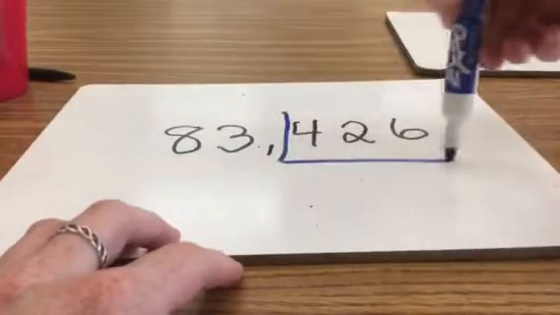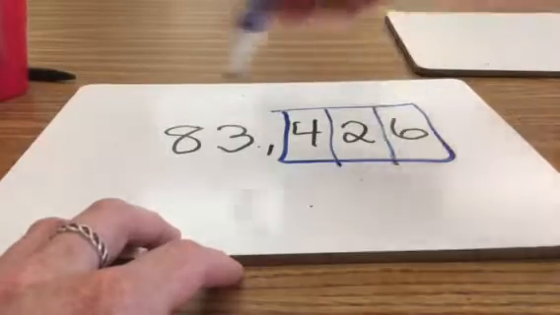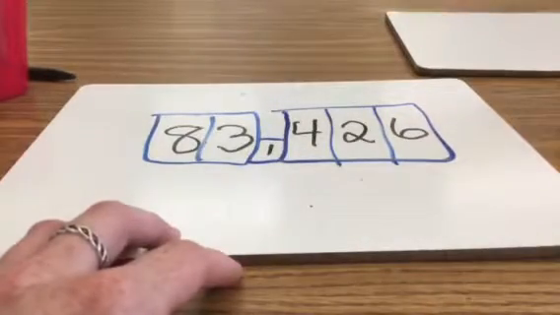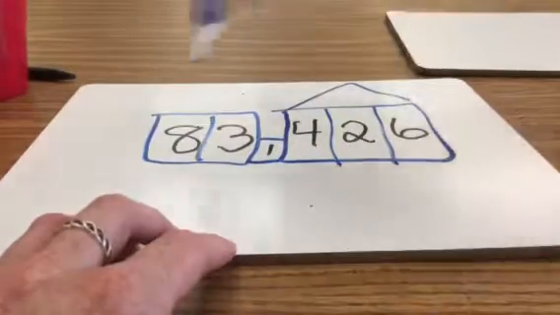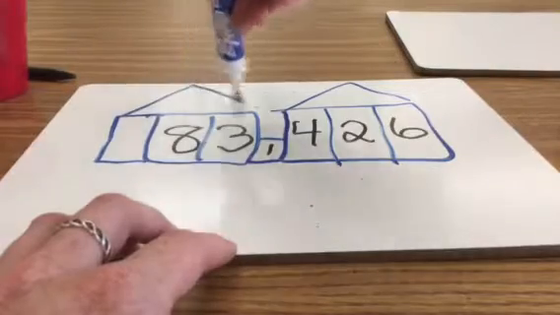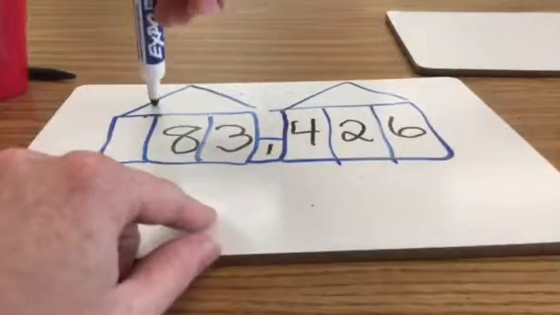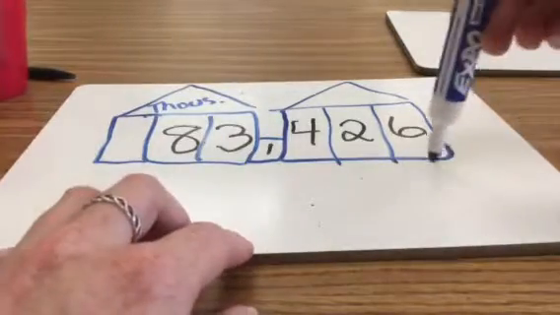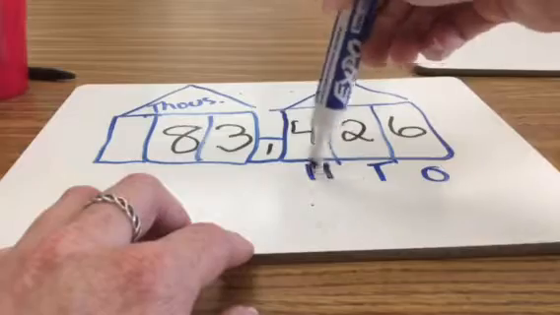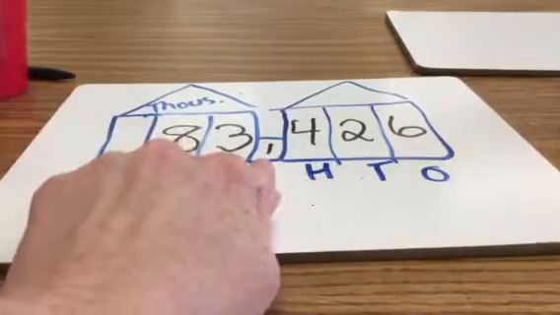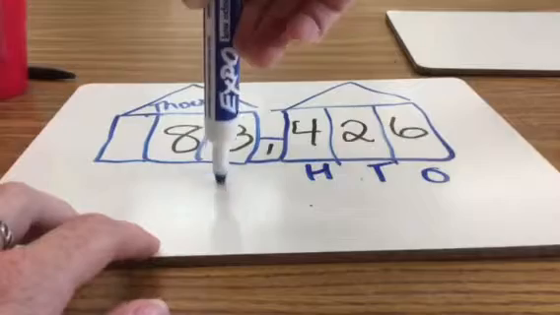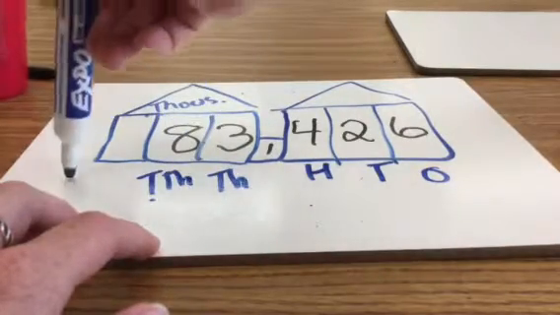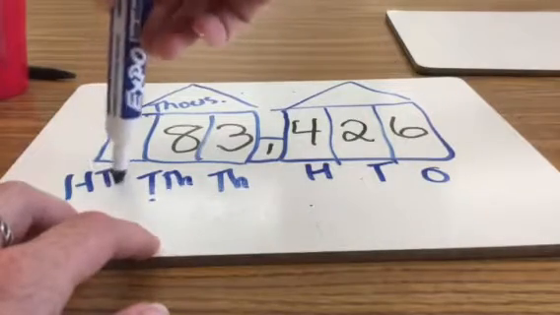I know this is a house, and I know this is a house, and my driveway. So this is my regular house, and what's the name of this house? This is the thousands house. So I'm going to label ones, tens, hundreds. Then the driveway tells me I'm moving on to the thousands house. So thousands, 10, but in the thousands house, hundreds, but in the thousands house.